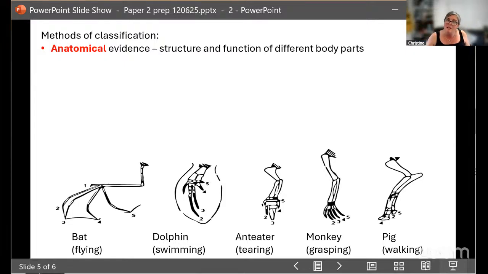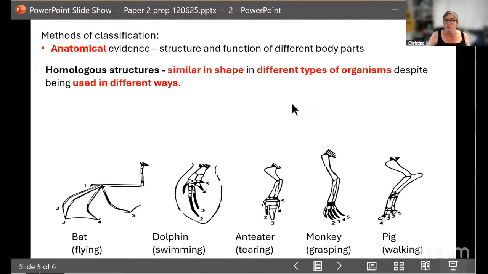Here, I have my pentadactyl limbs, which are my legs that go down to my metatarsals, my tarsals, and my phalanges. So when we look at the pentadactyl limb, we are looking at homologous structures. They are homologous, homo, same. So we have the same structure. So we've got the humerus, we have the ulna and the radius.